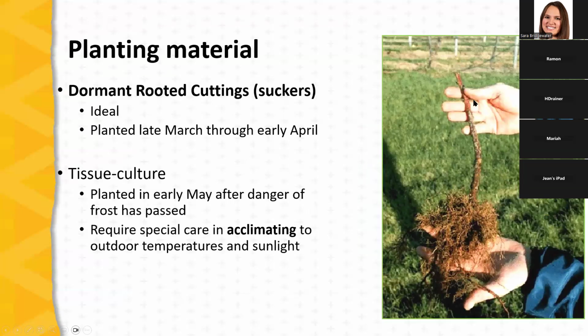Planting material usually are shoots, side shoots that come out of them. You can get them with roots. You separate them and plant them in the field in your new planting. When you already have a planting, this is not important. This new growth will become your primocane.